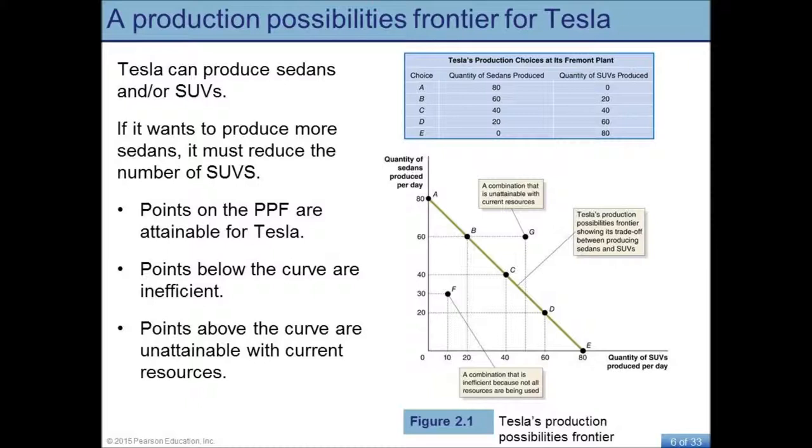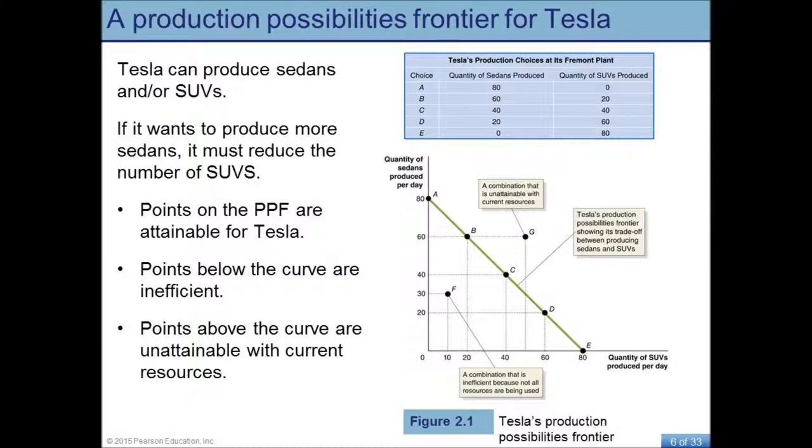So now we see these points that we have in our table above reflected actually on a line going from 80 on the y-axis to 80 on the x-axis. At each endpoint, the other is equal to 0, right? Whereas at a point like B, we're at 60 on the y-axis and 20 on the x-axis. At point C, we're at 40 and 40 on each axis. Point D, we're at 20 on the y-axis and 60 on the x-axis.